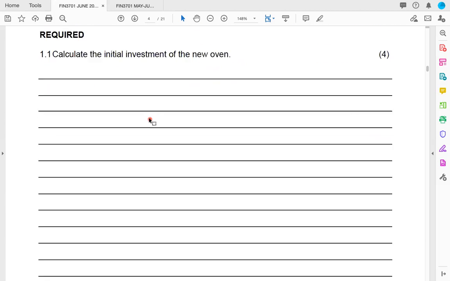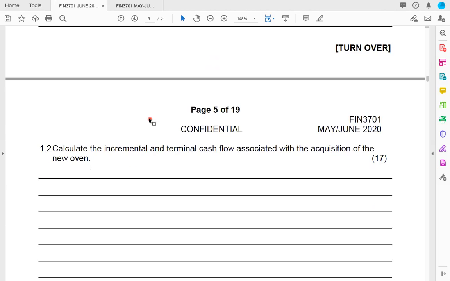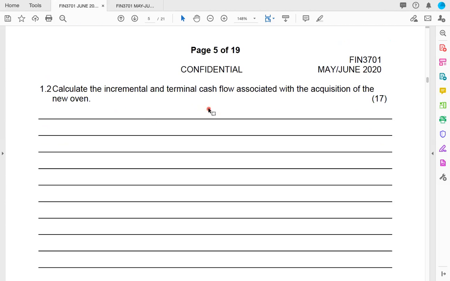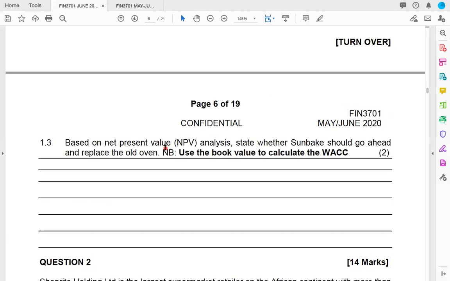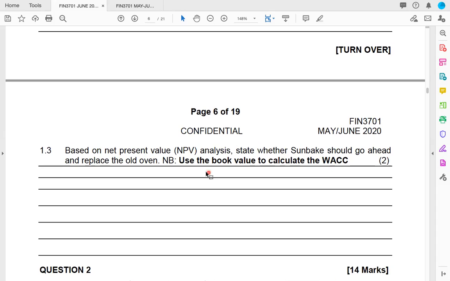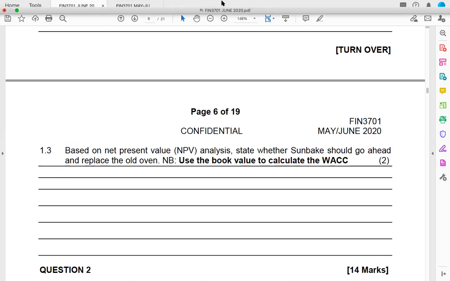And then we are asked to calculate the initial investment. Then we are asked to calculate the incremental and terminal cash flow associated with the acquisition of the new oven. And then lastly, based on the net present value analysis, state whether Sunbake should go ahead and replace the old oven. NB, use book values to calculate the weighted average cost of capital.